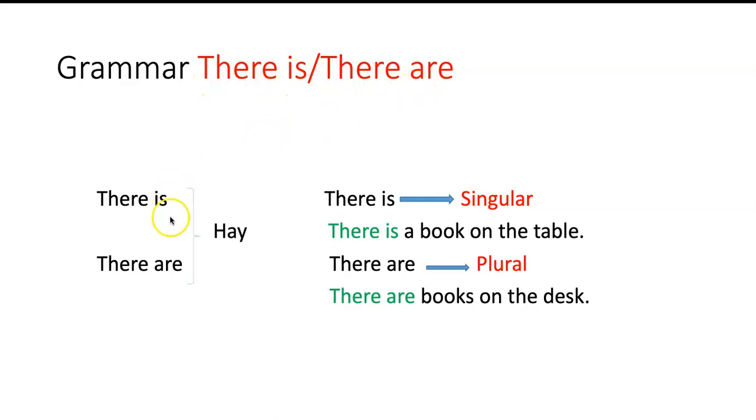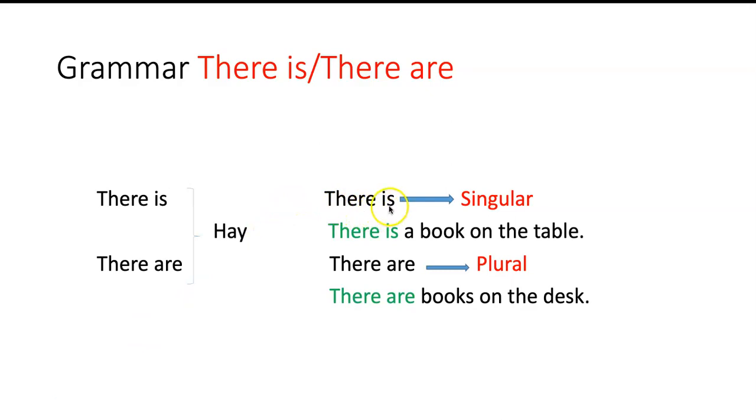The meaning of there is and there are is hay. Esto significa hay en Spanish, ¿ok? Hay dos mesas, hay dos sillas, hay un estudiante. So in English, you have to use there is and there are. Okay, so here you have the rule.